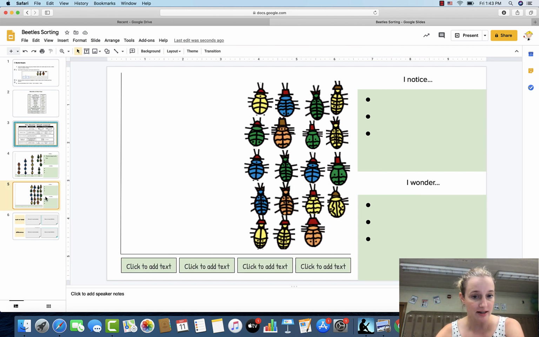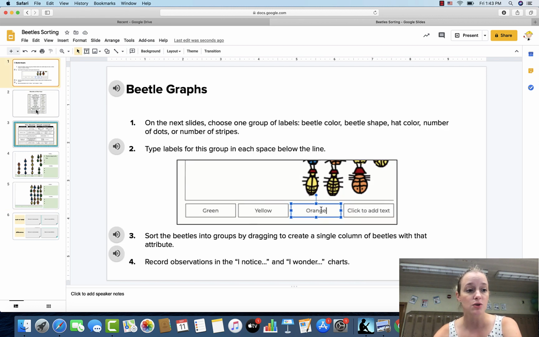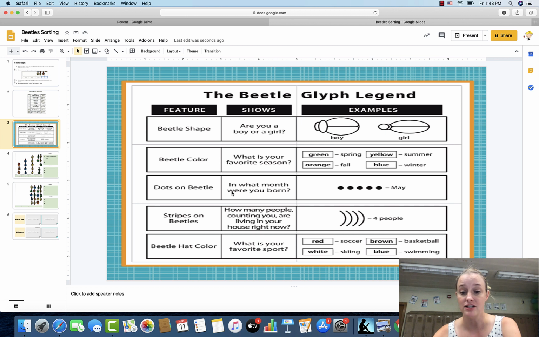And then the next part is you're going to sort them a different way. Again, you're going to change this down here and figure out a different way to sort them using that legend right here. So you could sort them by how many stripes they have, their hat color, if they're boys or girls, if they have dots on them. Anything like that would be fine to sort them.